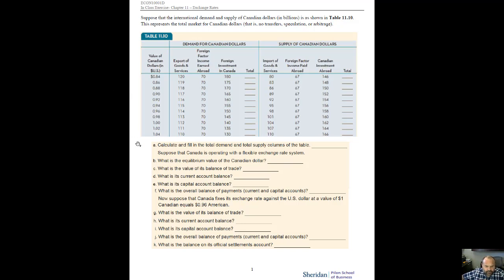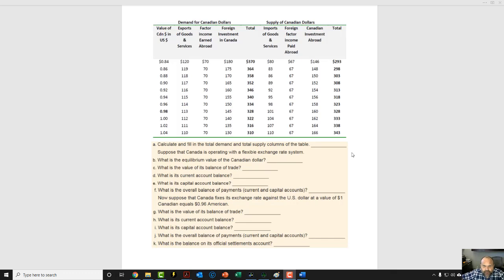In part A, we're asked to calculate and fill in the total demand and total supply columns of the table. How do we do that? For each exchange rate, we just add these items. Exports, foreign factor income, and foreign investment all represent demand for Canadian dollars, while imports, factor income paid abroad, and Canadian investment made abroad represent the supply of Canadian dollars. So we just add these up, and we get the completed table as indicated here.